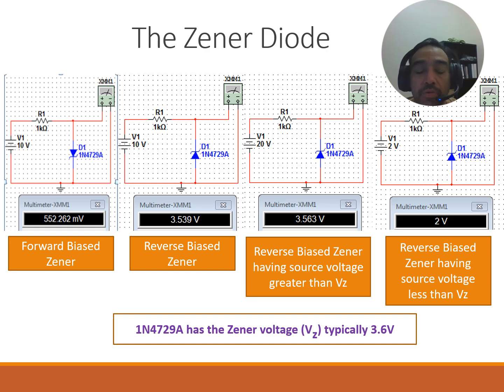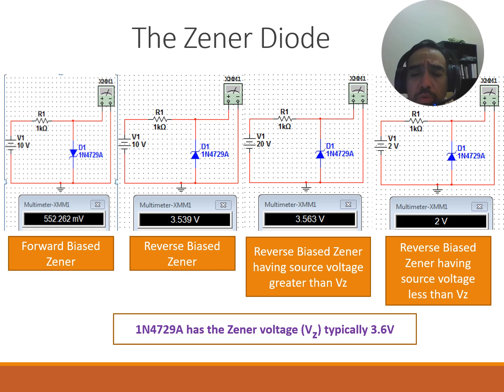So you're going to drop, and it's going to try to maintain the voltage that it's designed to maintain, which in this case should be, it says down there, the 1N4729A has a 3.6 voltage regulation according to the spec sheet. So what do we have there? We have 3.539. So that second graph looks good, right?